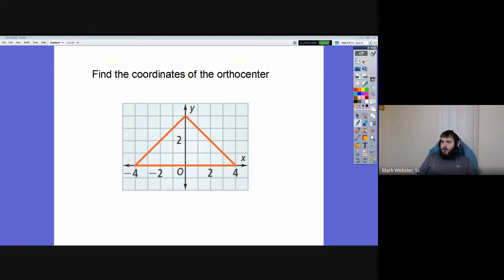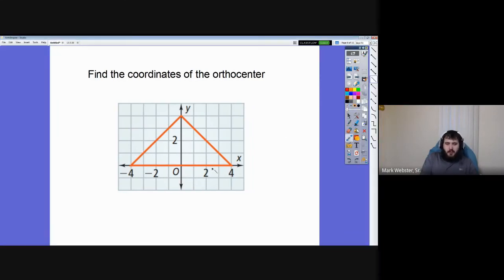Okay, so let's go over. So once again, we've got a number of different ways to go about doing this. We can first figure out the altitude. So dropping from the corner to the opposite side, this is a horizontal line, so we're going to make a vertical line through this. Let's make it look nice and pretty. All right. And then once again, this has a slope of -1. So through this point here, we're going to want a slope of +1.